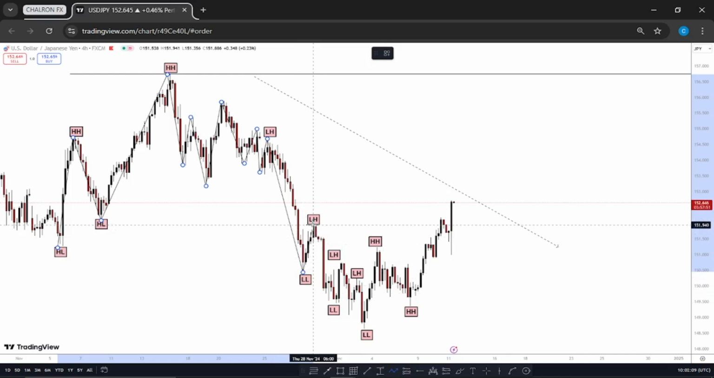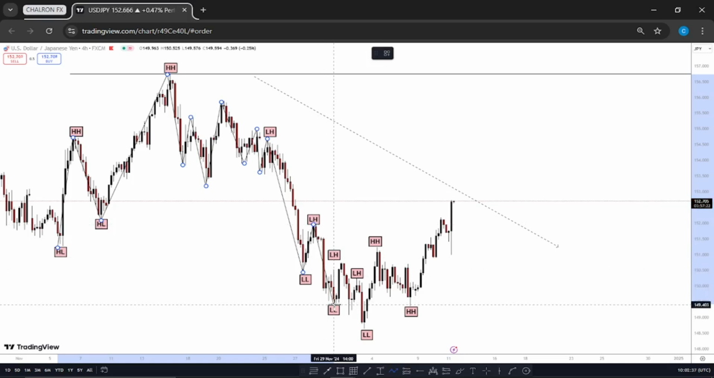After price created this lower low, what did it do next? It came back to create a new lower high. Why is this our new lower high? Because this high is lower than its previous lower high. So now this becomes our new lower high. After this lower high was created, what did price do next? Price came back down to create a new lower low. Why is this our new lower low? Because this low is lower than its previous lower low.